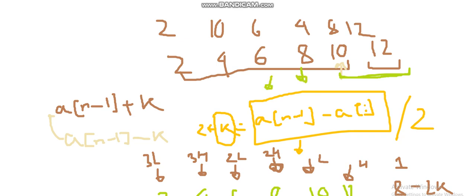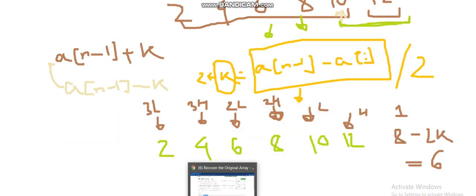So we have to check for every index whether it is possible to construct the array. If it is possible to construct the array, we will just return it, else we will go to the next element, previous element. Okay, so let me show you my code. I think you will easily understand that.